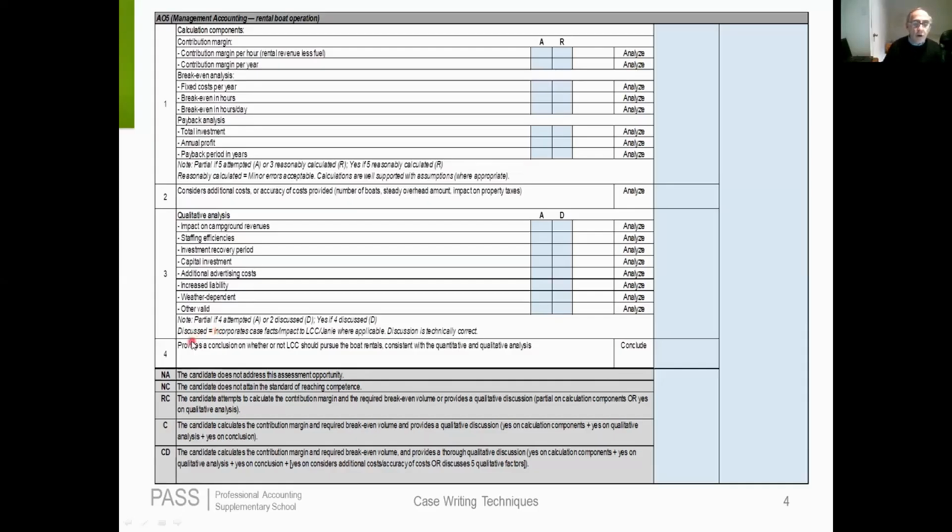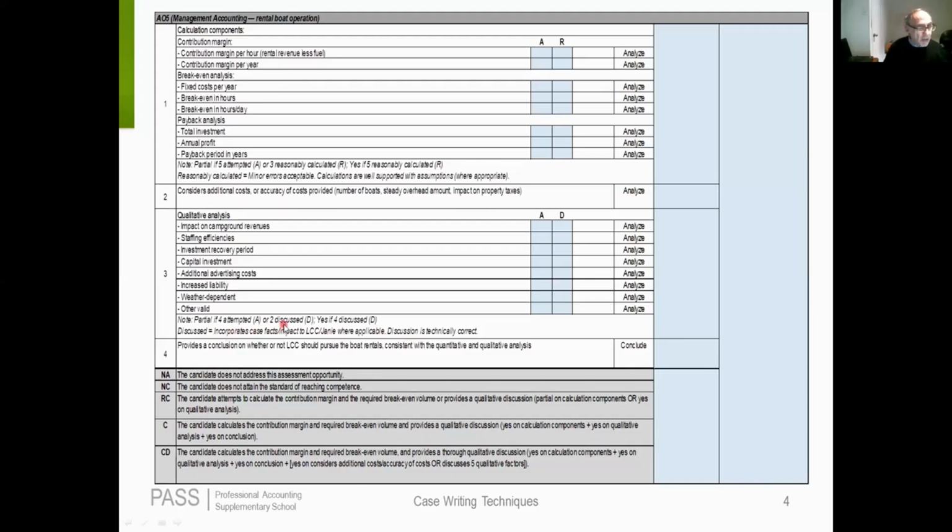Now, when you're dealing with qualitative issues, generally speaking, you're going to see attempt versus discuss. What does discuss mean? Discuss means that you did a good job effectively on the qualitative, meaning you incorporated case facts, you considered the impact to the company, LCC was a company, you considered the impact, in this particular case, on the owner, and typically at the discuss level, they expect a discussion that's technically correct. So once again, they're saying either you hit 4 points, but you dealt with them quite poorly, or you hit 2 points, but basically you dealt with them well at the discuss level.